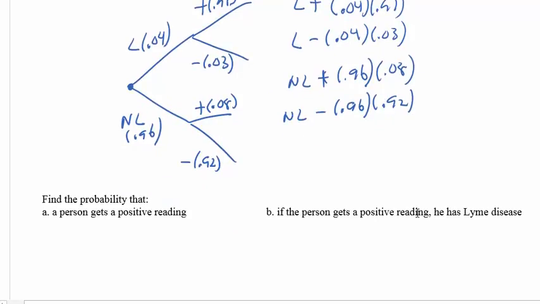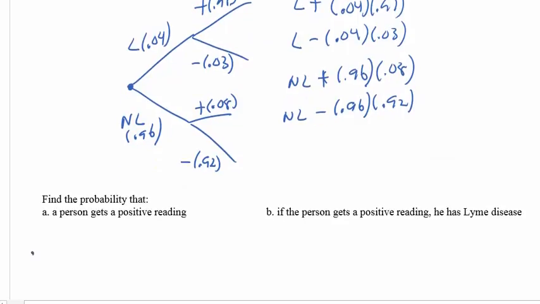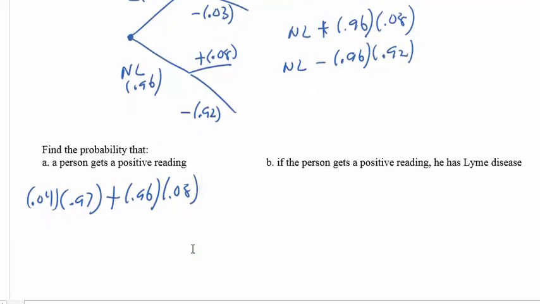So the question is a person that gets a positive reading. Okay, well, the positive reading would be the 2 positives, obviously. And so that would be 0.04 times 0.97 plus the 0.96 times 0.08. And so I just want to type that in a calculator, and I should get 0.1156. So about 11% of the time you're going to get a positive result.